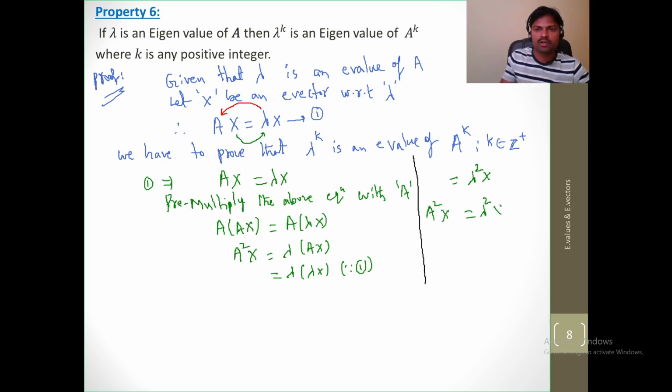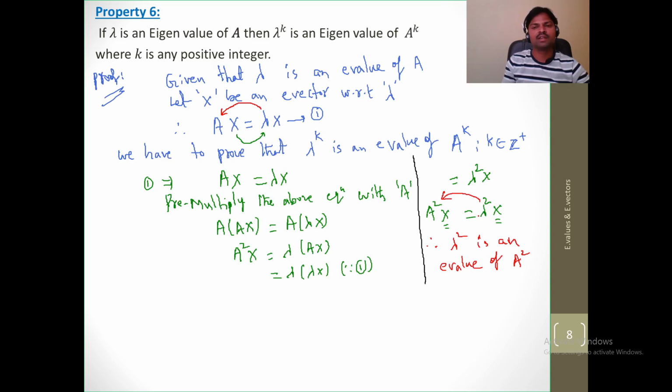Again, what can you comment? x is the same, so therefore lambda square is an eigenvalue of A square. Similarly, take the same equation number 1. From here you continue. Again multiply with A on both sides. Again what will we get? A cube into x.